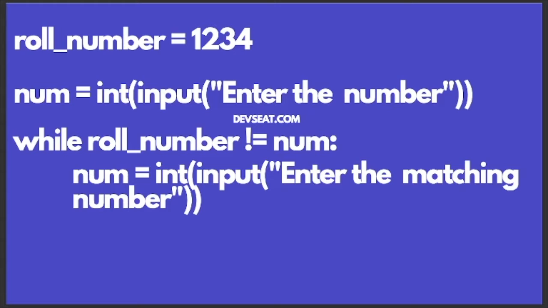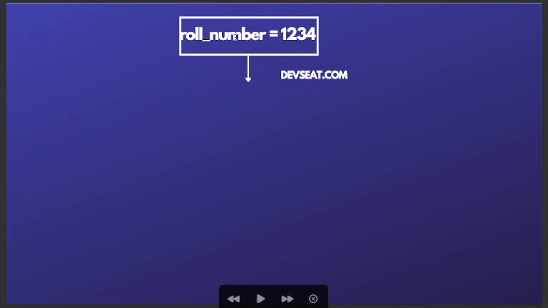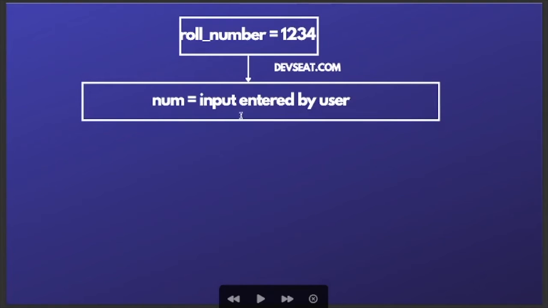So this loop can be iterated using a while loop. Indefinite loops can be iterated using a while loop. This can be explained using a flowchart. Roll number equal to 1234. This is the variable that we have defined, and we assigned the value 1234 to that variable. Then we are prompting the user to enter a number.